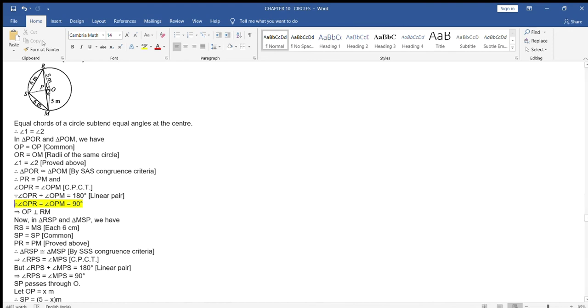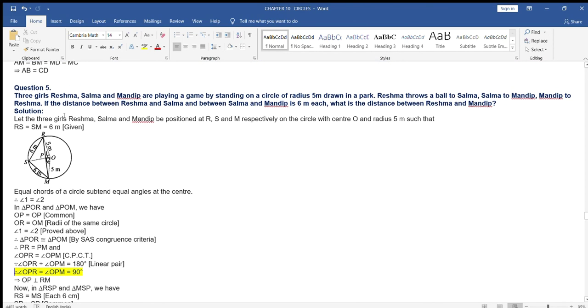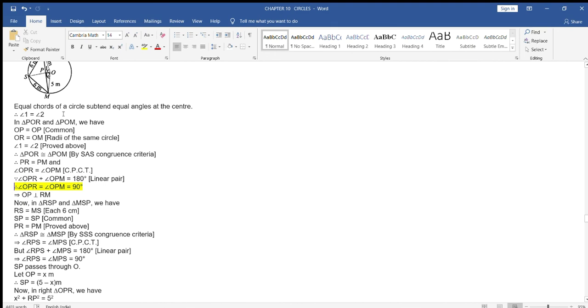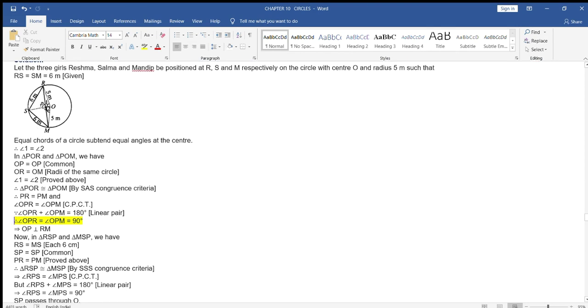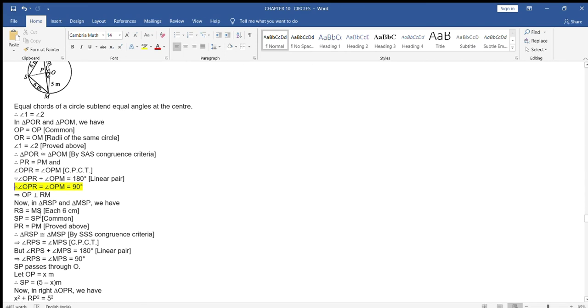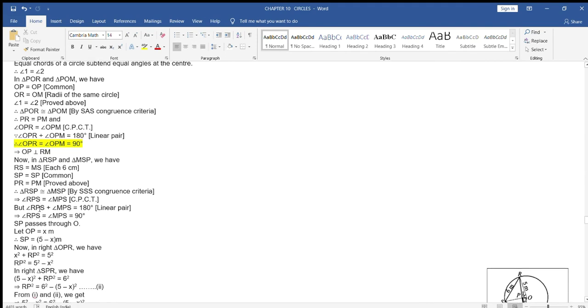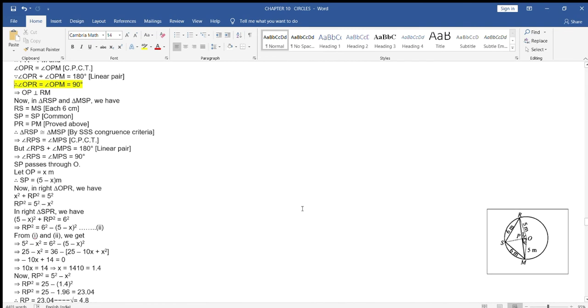What are the remaining parts? RSP and MSP, both angles are equal. Okay, but what do we need to find out? We need to find out this RM. We are having these two angles as 90 and these two angles are equal, and now we have to find out RM. So see, both triangles are congruent and both angles are equal.